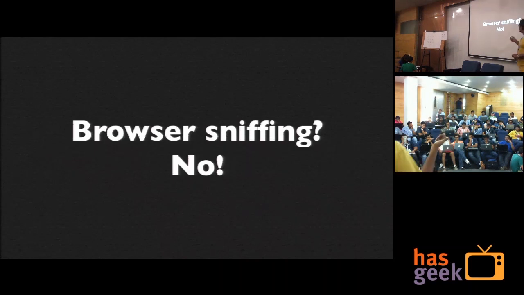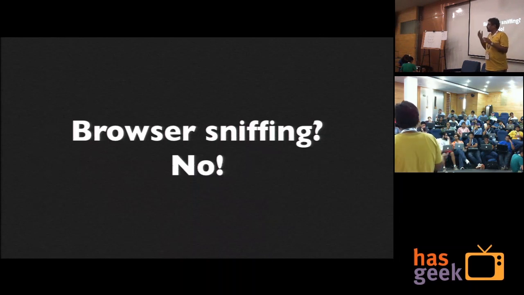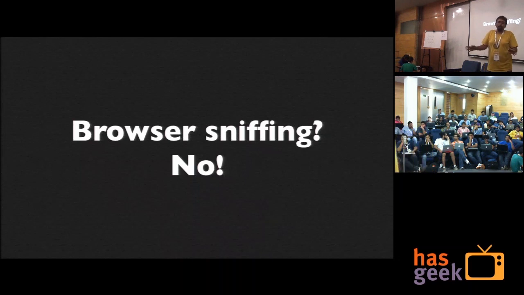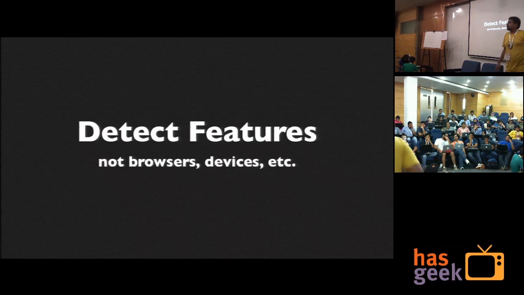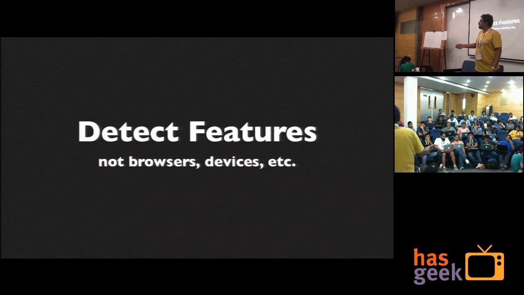Another point is, don't do browser sniffing. Don't use JavaScript browser sniffing. Detect features instead. Because when you do browser sniffing, what you're relying on is that just because a person has X browser, he'll have X set of features and I'll be able to use them. But if you detect features, such as, does it have SVG support? Does it have the HTML5 history API? Then I'll go ahead and use them.